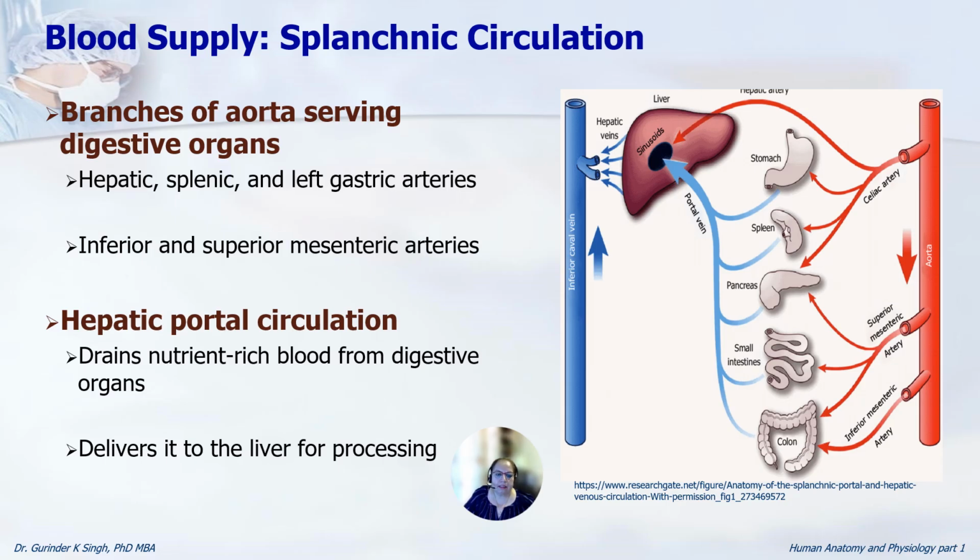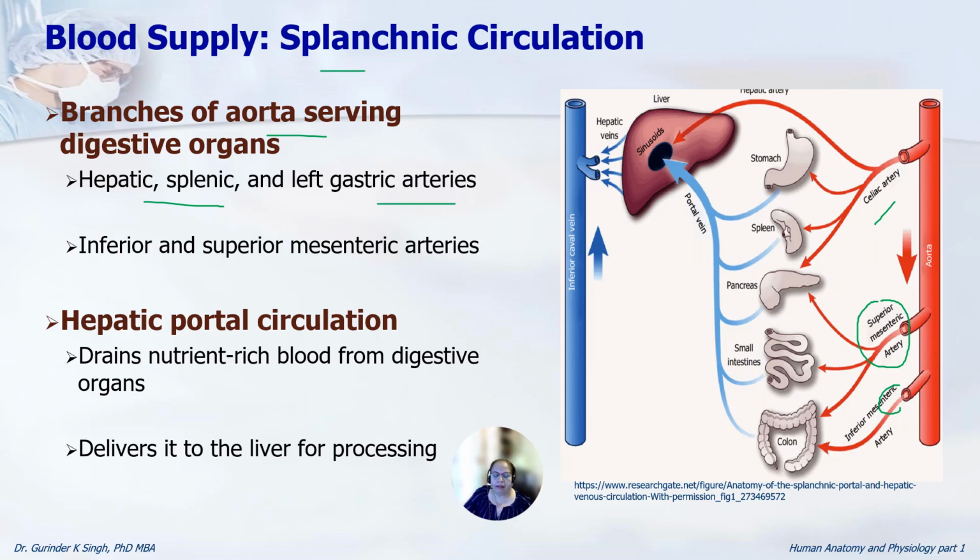All right, so now let's talk about the blood supply to the digestive or GI tract, and especially in the abdominal region first. In the abdominal region, the arterial blood supply is coming from the aorta. The major ones include the celiac arteries, the superior mesenteric arteries, the inferior mesenteric arteries, and also hepatic as well as splenic arteries. The stomach has its own arteries, the gastric arteries.